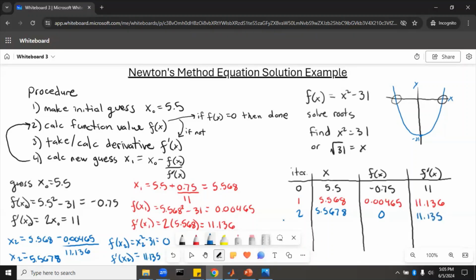Okay, so here, after 2 iterations, we pretty much got to where we wanted to be. f of x came out to be 0, to 5 decimal places. So this is good. Now we know that the square root of 31 equals 5.5678. And that is the answer.